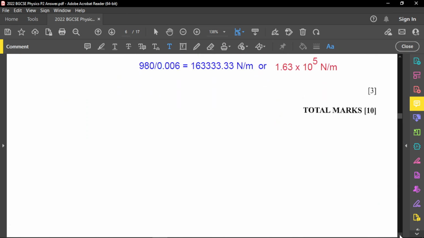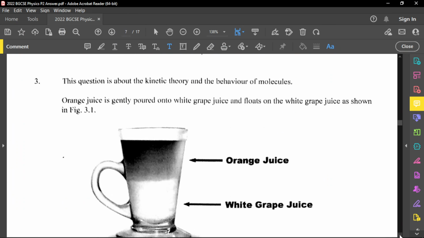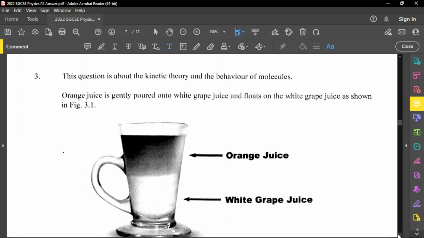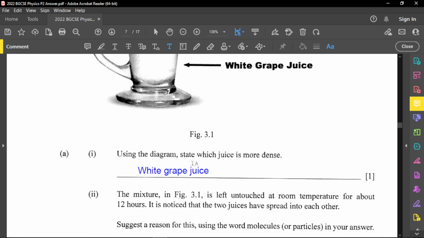All right, so let's go into the next question now. Question number 3. This question is about kinetic theory and the behavior of molecules. Orange juice is gently poured onto white grape juice and floats on the white grape juice as shown in figure 3.1. All right, so the orange juice is floating on the white grape juice. As shown in the diagram, state which juice is more dense, and the white grape juice is certainly more dense because it's at the bottom. Denser substances will sink, and less dense substances tend to float.